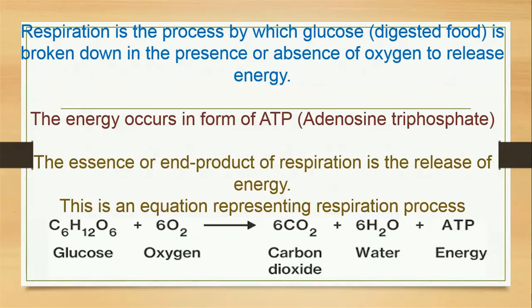Now, this is an equation representing the respiration process. Here we have glucose and we have oxygen. Now, the oxygen is needed to break the glucose, and at the end, 3 different products are formed. The first one, we have carbon dioxide, we also have water, and we also have the energy we are talking about, also called ATP.